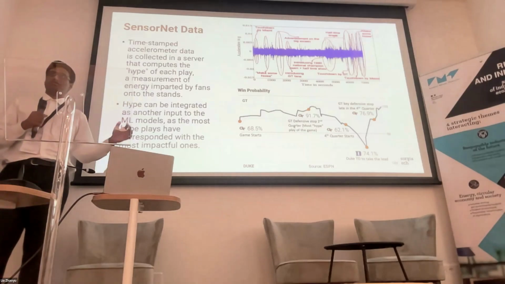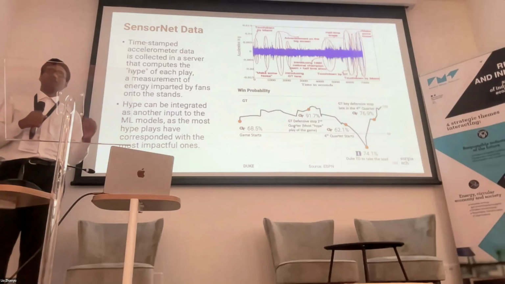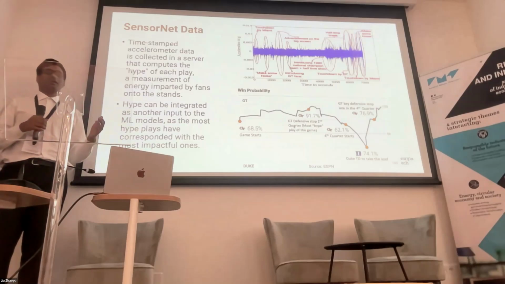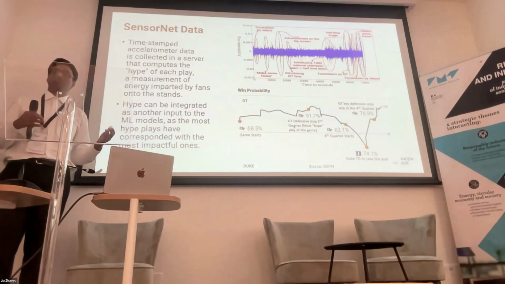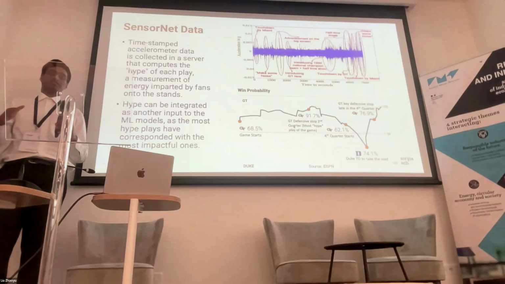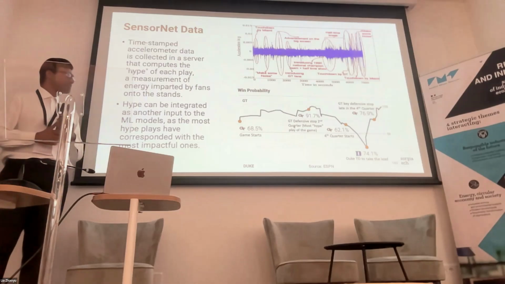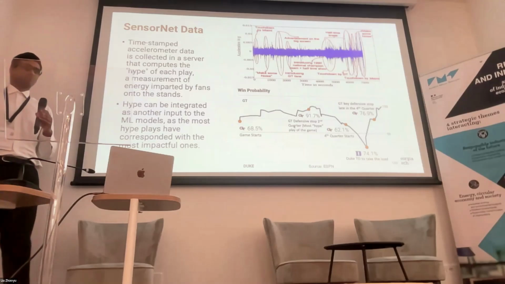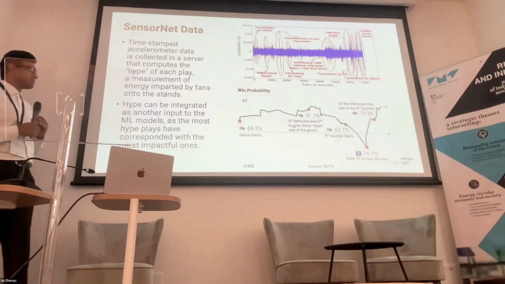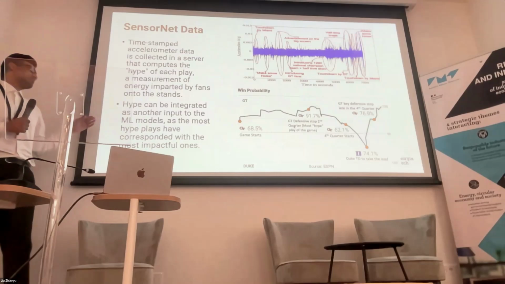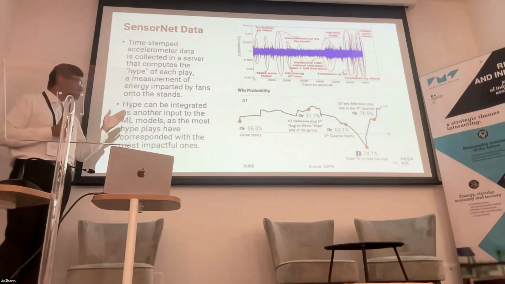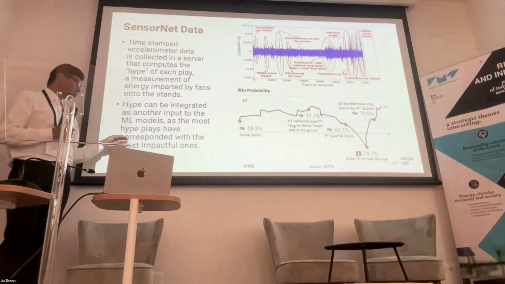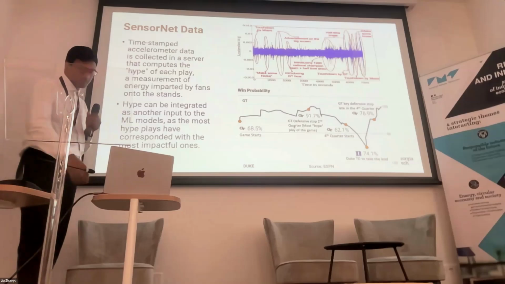Sensors are put inside the Georgia Tech stadiums, which measure how much the stadium vibrates when a game is going on. And it is seen that how excited the viewers are almost always directly corresponds to how exciting the play is, like in the field. And so the vibrations measured help us keep track of that data. This hype can be integrated as another input to the ML models, as most hype plays correspond with the most impactful plays.